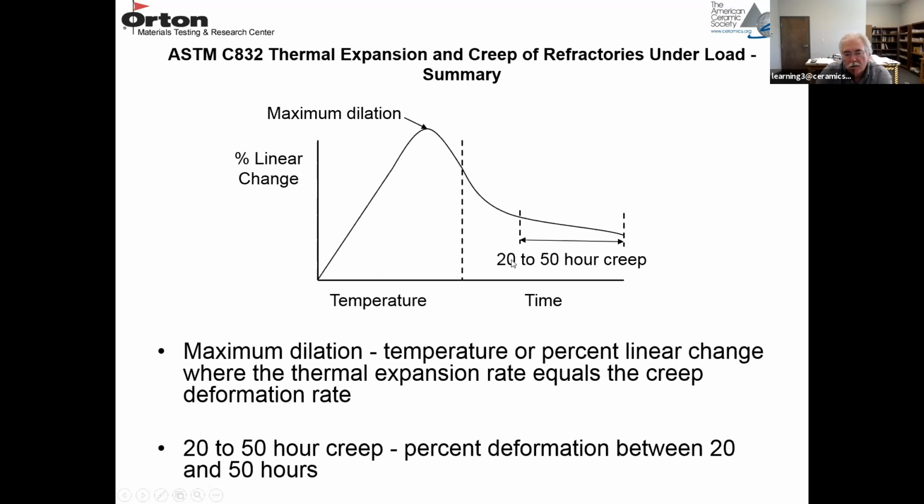What's usually reported is a 20 to 50 hour creep rate. This is a steady state region I mentioned. This is the primary creep region, and then you have a linear region, which is steady state. At some point in time, this will drop off and you'll have failure. So 20 to 50 hour creep is what's measured. You get a percent deformation per hour during that time period, a 20-hour time, 30-hour time period.